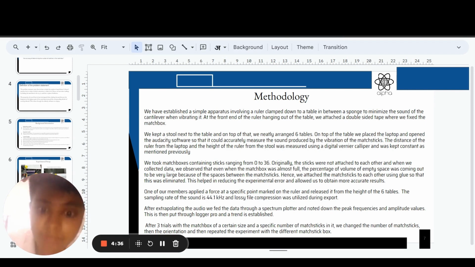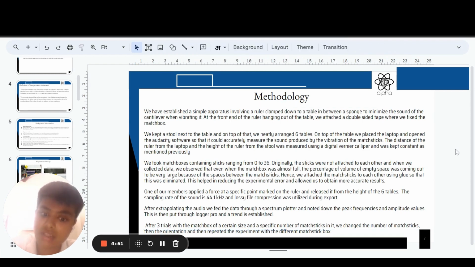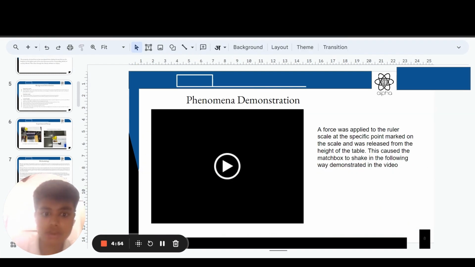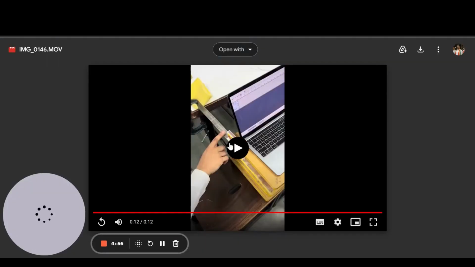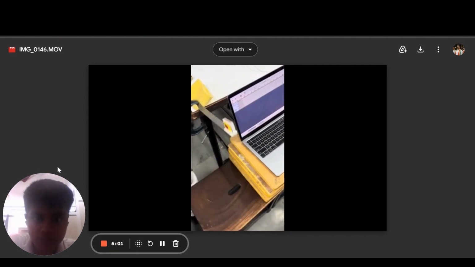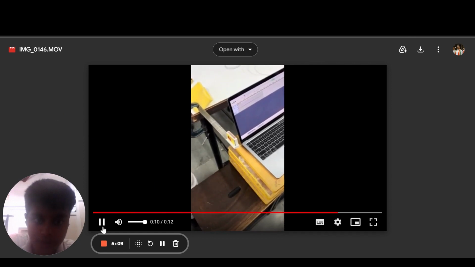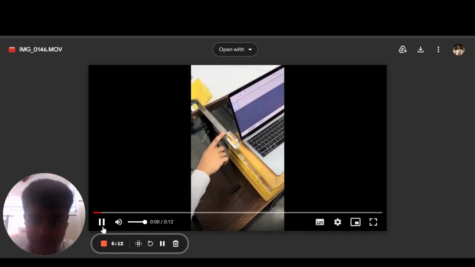After extrapolating the audio, I fed the data through a spectrum plotter and noted down the peak frequencies and amplitude values. After three trials with the matchbox of a certain size and a specific number of matchsticks in it, I changed the number of matchsticks and then repeated the experiment. I'll show you the phenomenon now. So this is a video. As you can see here, I release a matchbox and record the sound it's producing in the Audacity software, as seen in the video, until it's completely quiet.